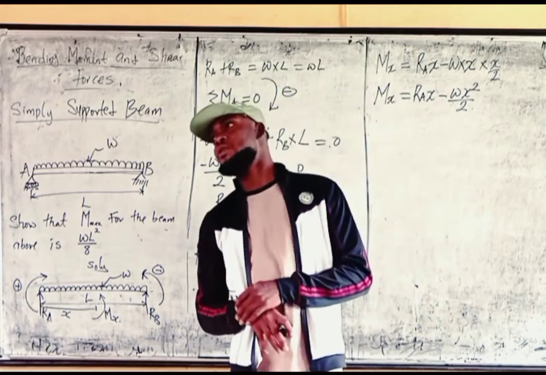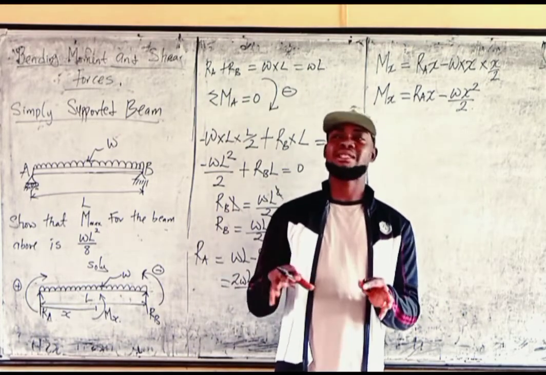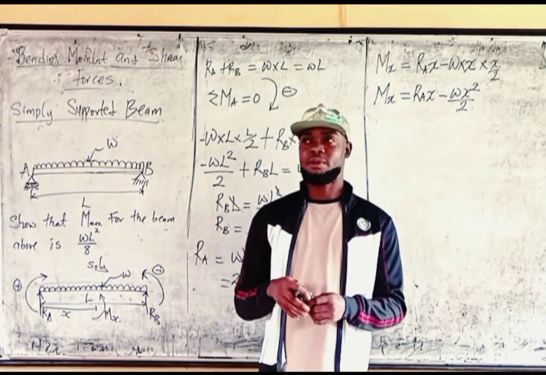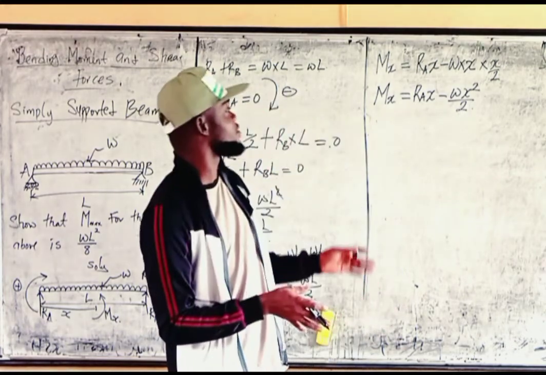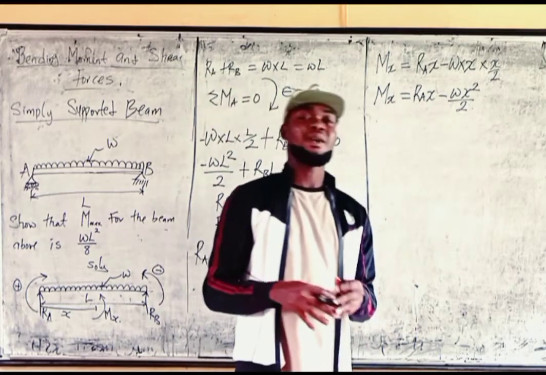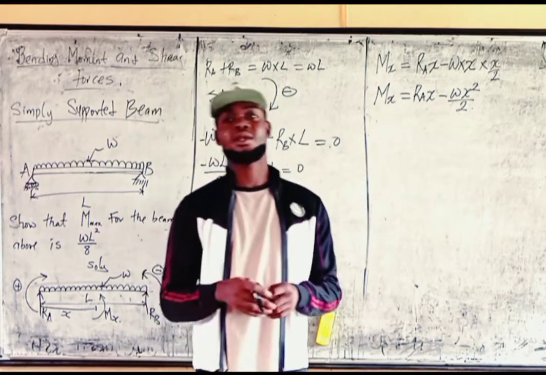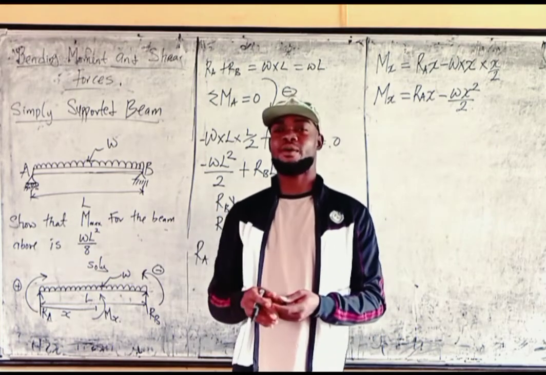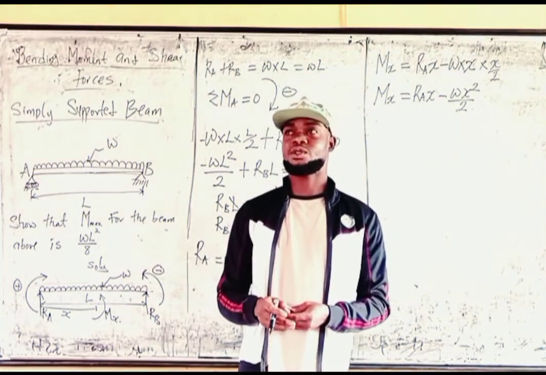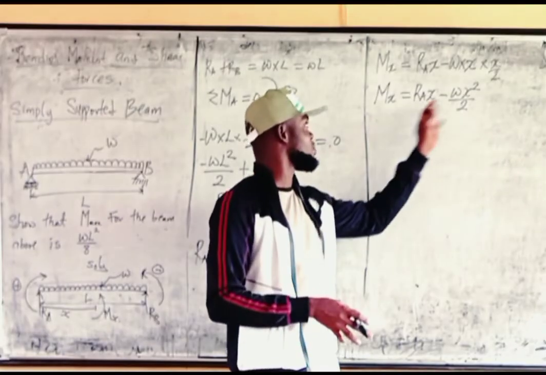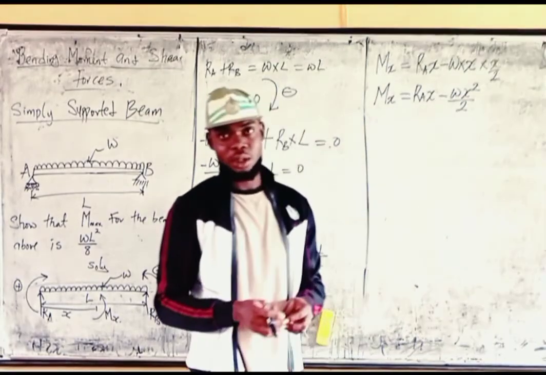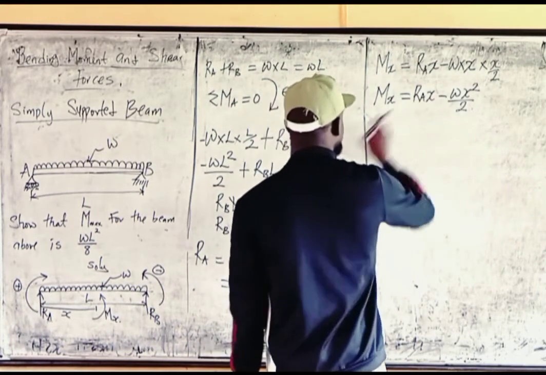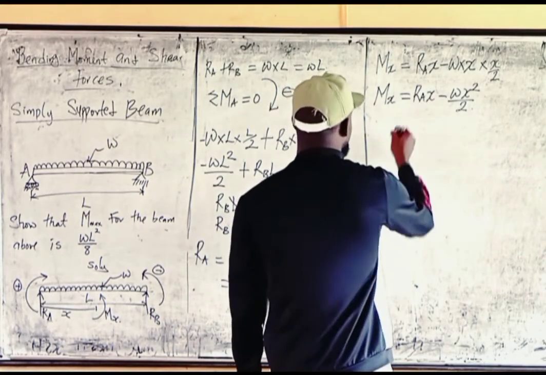Now, there's something you are going to do for me. You have to know that the moment is maximum where the shear force is 0. That's why we have the maximum moment. Now, how do you get shear force from this moment equation? If you differentiate the bending moment, you're going to have what we call shear force. So if I differentiate this moment, I'm going to have shear force. So let's differentiate and see.